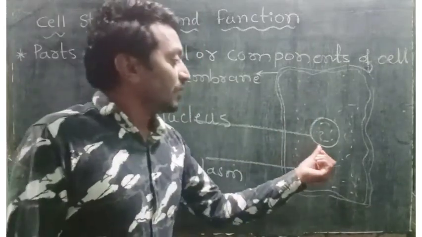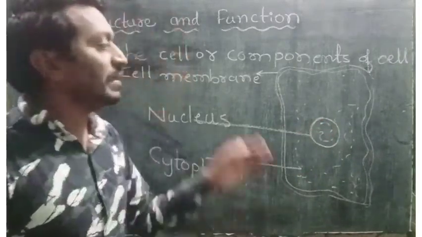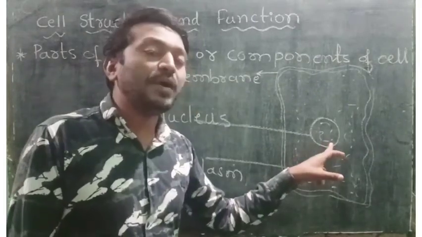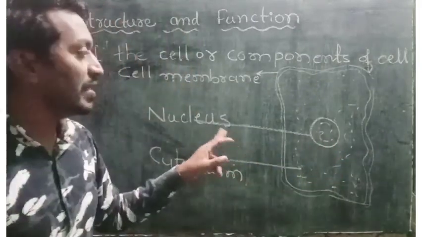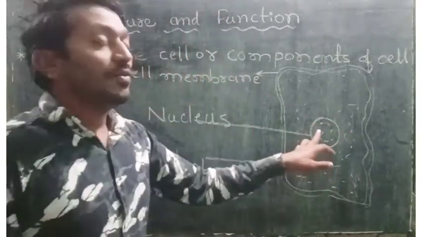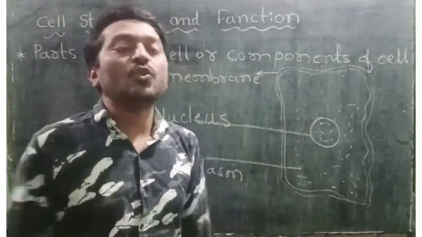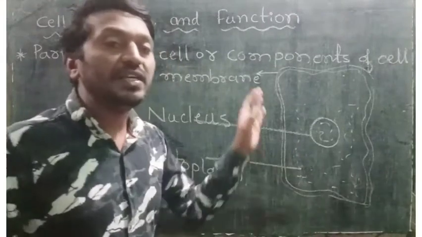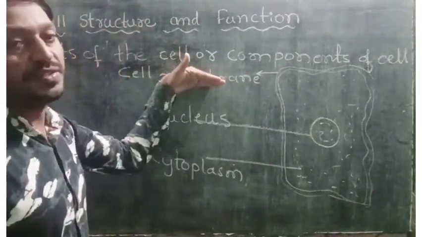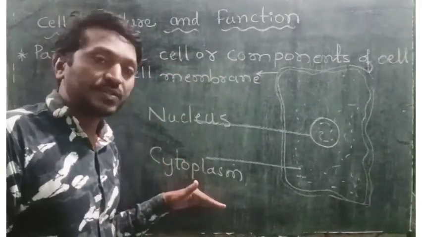And finally, the nucleus. The center part of a cell, or the central part of a cell, is called the nucleus. The nucleus is also one of the organelles, but it is very important to a cell. Why? Because it controls and coordinates all the activities of the cell. So this is about the main components of the cell: cell membrane, nucleus and cytoplasm.